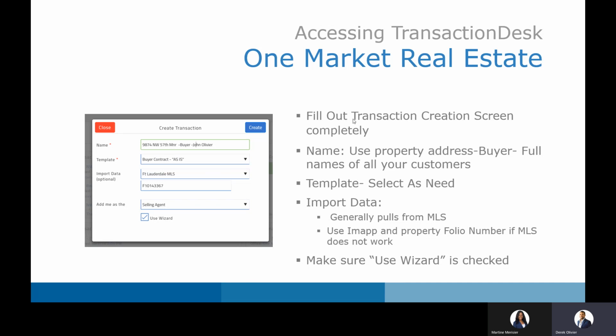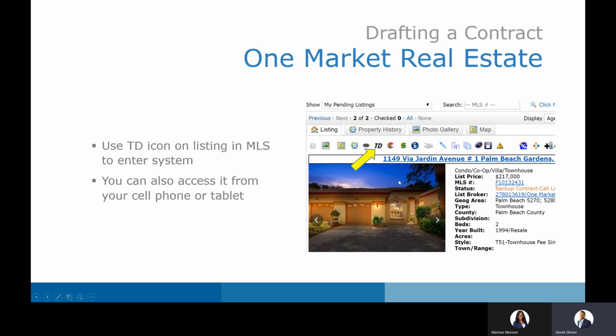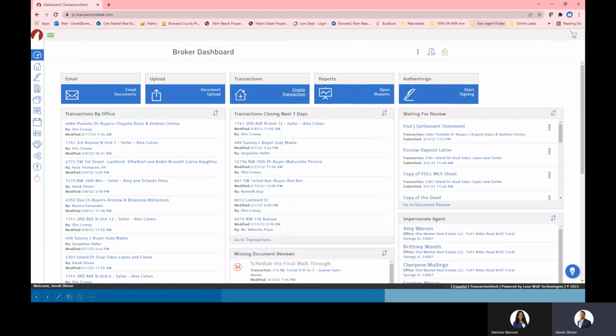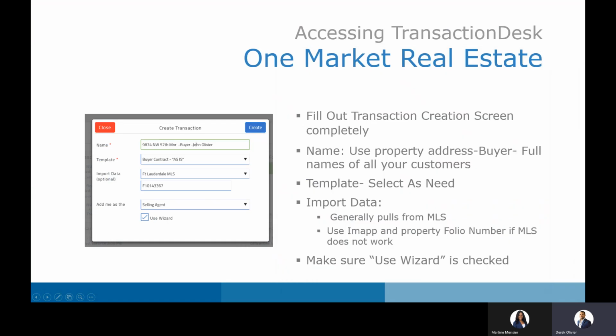Now, if you use the MLS and you click that little TD button that we mentioned, like you pull up a listing on the MLS and click the TD button on here, it will take you right into Transaction Desk, and this wizard will automatically pop up. Now, like I said, if you needed to do it another way, you can just pull up Transaction Desk and create transaction, and the same widget will pop up.